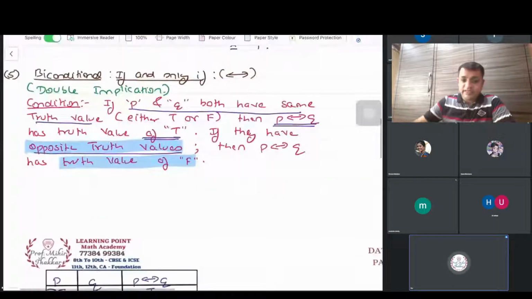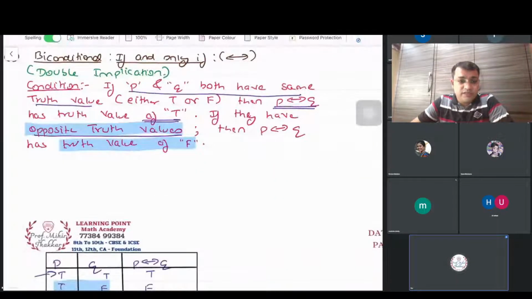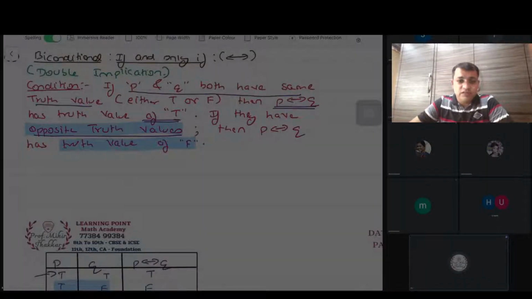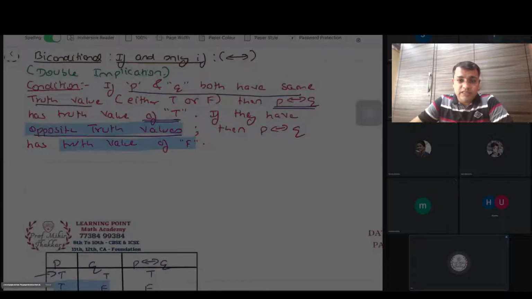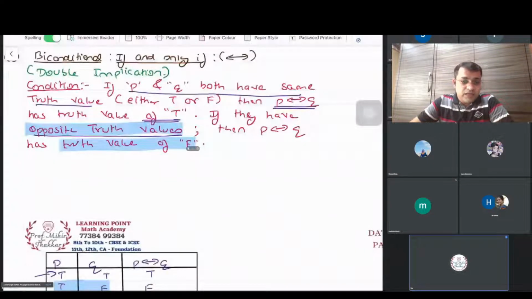Then we have seen the next one, the biconditional statement. When we talk about the biconditional, the method to write down the truth values is very easy. If P and Q both have the same truth values, that is, either both T or both F, then P double implication Q comes out to be true. But if they have opposite truth values, then P double implication Q comes out to be false.